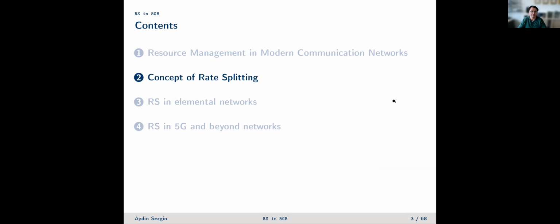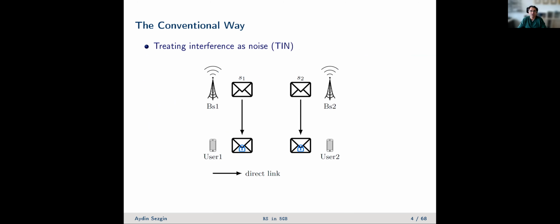Okay, so let's go directly to the concept of rate splitting, and let's start with the very basics. The conventional way we communicate, this is a very basic setup: we have two transmitters, shown as base station 1 and base station 2, and they want to communicate to their respective receivers, given here by user 1 and user 2. Assuming that there's a connection between transmitter and receiver, we are able to send messages from transmitter to receiver. However, since we are in wireless, we usually have interference during the communication process. So I'm interfered at this user by this base station, and at this user by this base station, respectively.